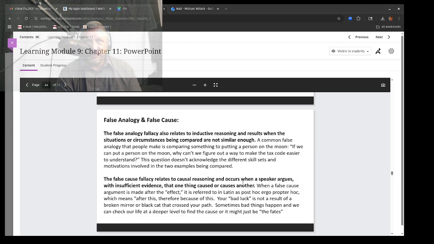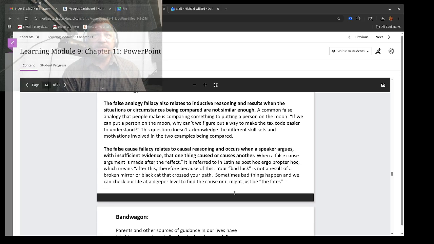The false cause fallacy relates to causal reasoning and occurs when speakers argue without enough evidence that one thing is caused or causes another. It's in Latin called post hoc ergo propter hoc, which means after this, or therefore because of this. Bad luck is not a result of a broken mirror or a black cat. Sometimes bad things just happen in life, right? But yet some people talk about bad things happening because it's the fates, because of these things I've done.